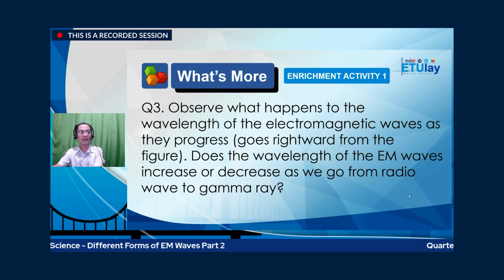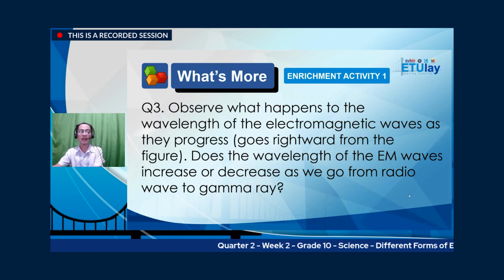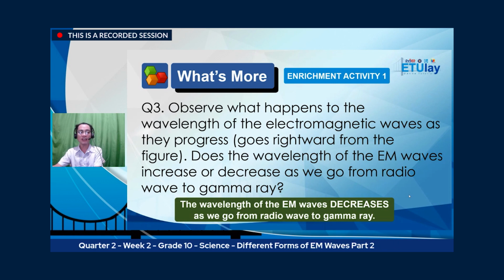You are amazing, Science 10 learners. Remember that the radio wave has the longest wavelength among electromagnetic waves and gamma rays have the shortest wavelength. So the answer in question number 3 is the wavelength of the electromagnetic wave decreases as we go from radio wave to gamma ray.